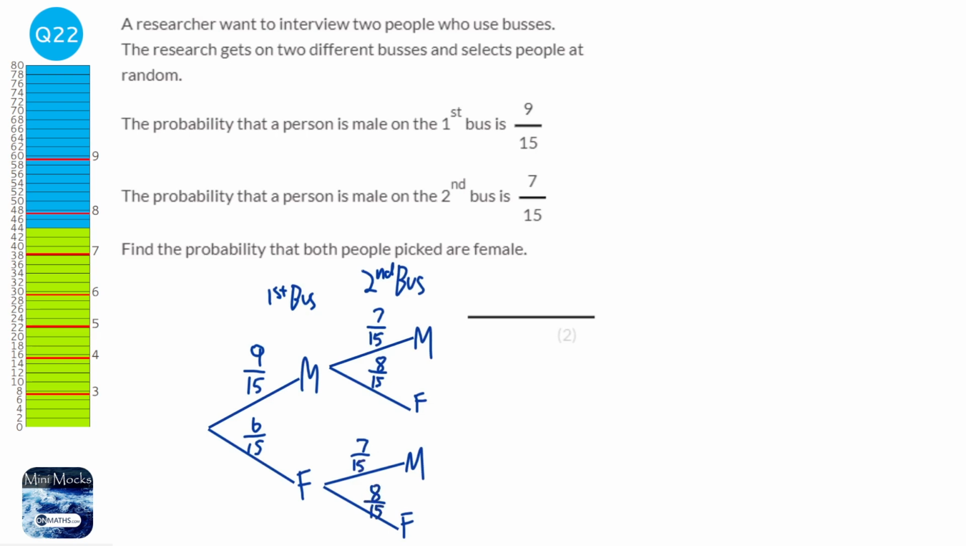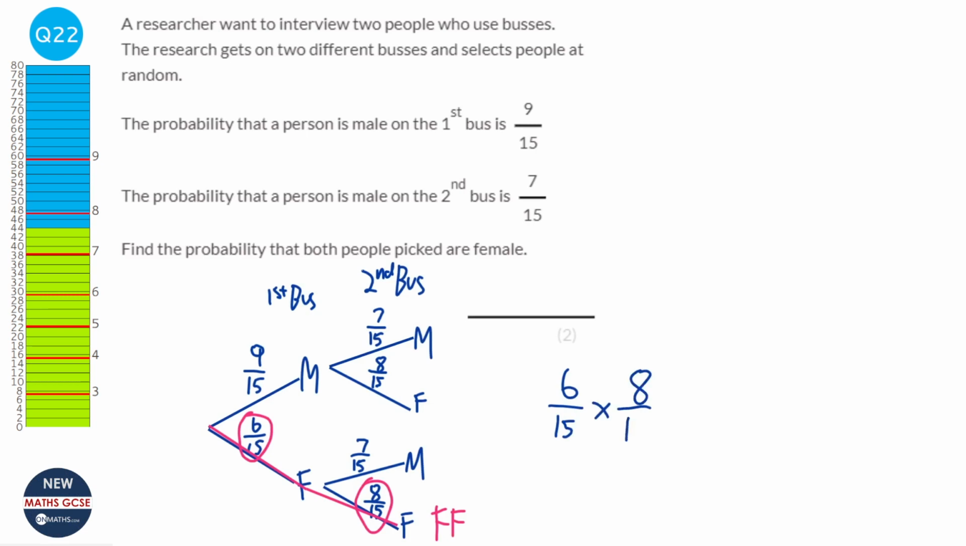And the question is basically asking what is the probability that both will be female. So to have both female, we need to have gone down this line at the start, and then this line again. Okay, so looking at the fractions along the way, it's 6/15 and 8/15. The word "and" in probability means times. So whenever you're finding the probability of getting to an outcome, so this outcome would be FF, because they're both female, you are multiplying the fractions that you go across. So it would be 6/15 times 8/15.